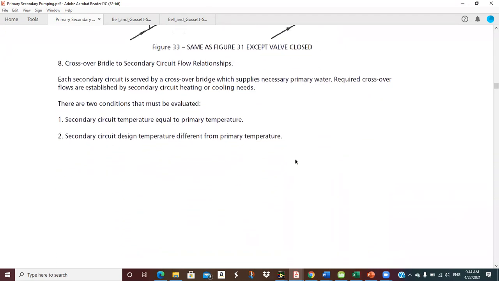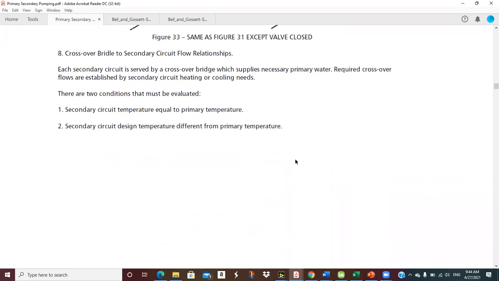Okay, so let's look at some of these notes. And this should say crossover bridge. There's an old Bell and Gossett document. They didn't edit this thing too close. I think the basic information is pretty darn strong, but their editing could be better. Crossover bridge to secondary circuit flow relationships. Each secondary circuit is served by a crossover bridge, which supplies necessary primary water.